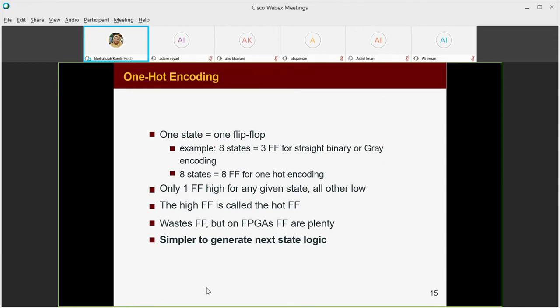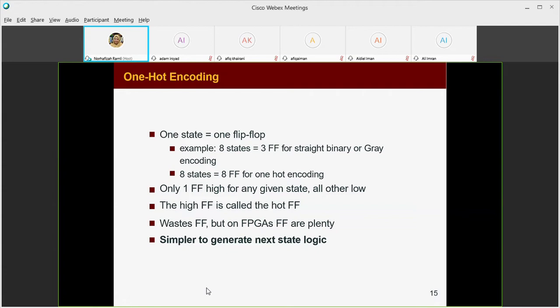The term one hot actually means only one flip-flop out of many will be activated or triggered, or logic 1. The rest is 0. I mean, the state of the logic. You can never have two states active at any time using the one hot method. And for that reason, one state requires one flip-flop. So if you have 8 states, in straight binary you just use 3 flip-flops. However, if you use one hot encoding, you need 8 flip-flops because one state, one flip-flop.